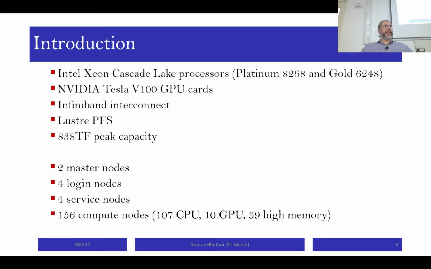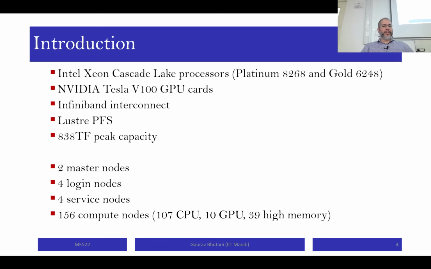The interconnect is InfiniBand. What that means is that the connection between the nodes is through 200 gigabits per second. So that's a really fast interconnect. Okay. So then MPI jobs are really good on this one. The file system is a parallel file system made through Lustre, and the peak capacity of this is around 850 teraflops. So that's a lot of computing power it has under the hood.